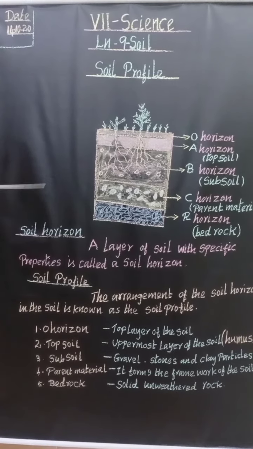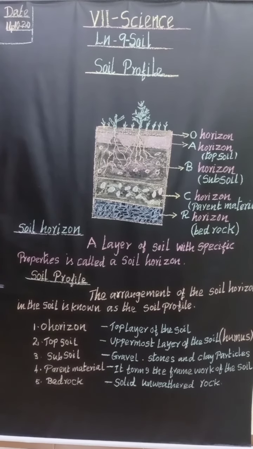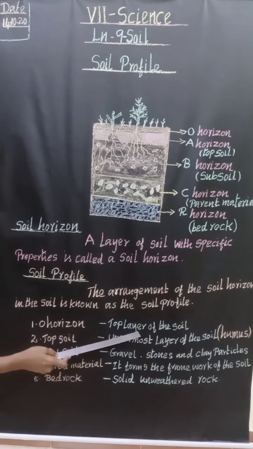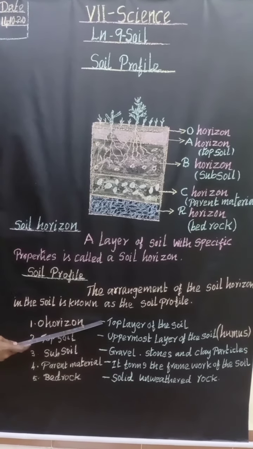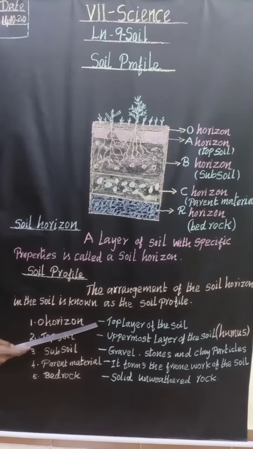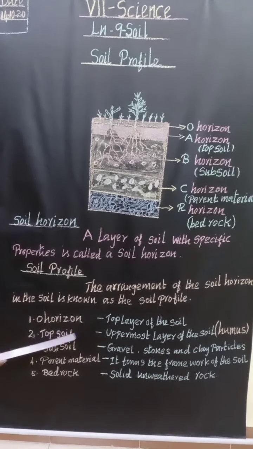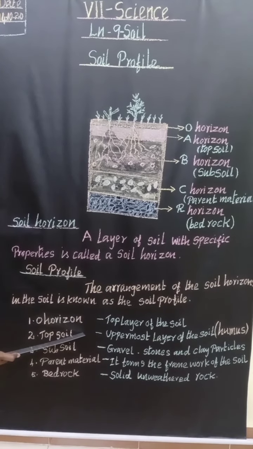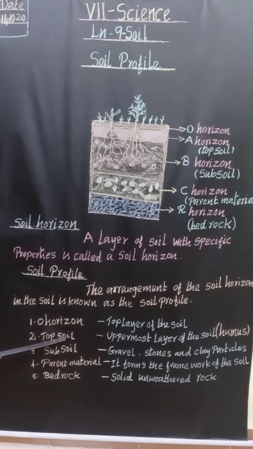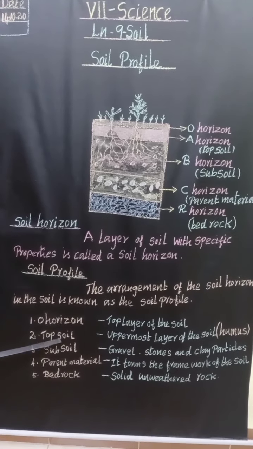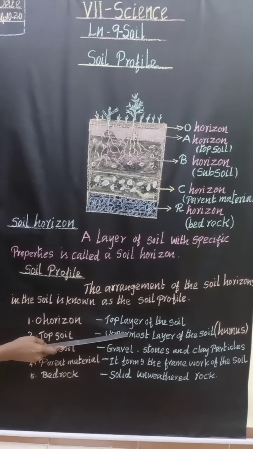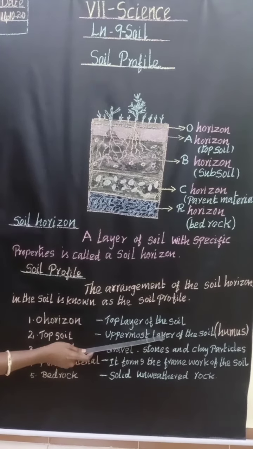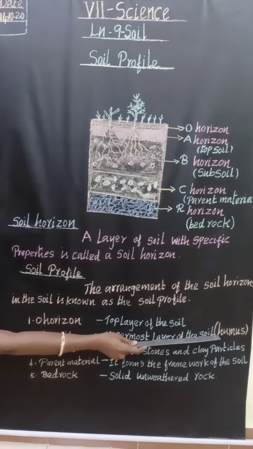Let us revise this topic. First one, O horizon. Top layer of the soil. It contains the partially decomposed plants and animals. Second one is topsoil. This topsoil is also called the A horizon and it is the uppermost layer of the soil. It contains humus. This humus is very necessary for the plants to grow.